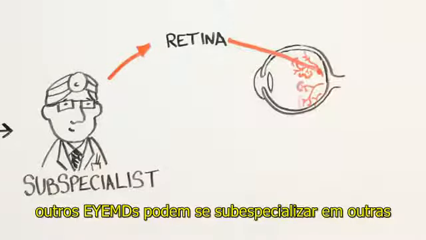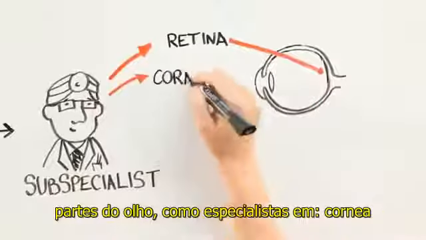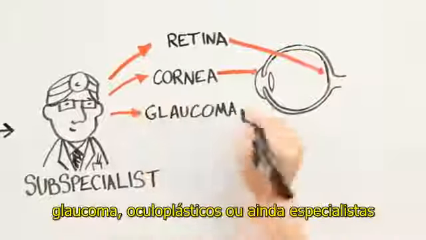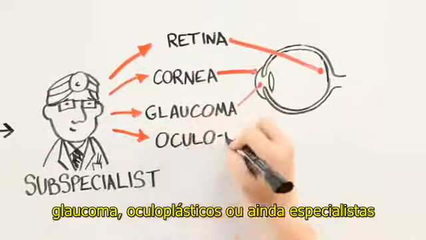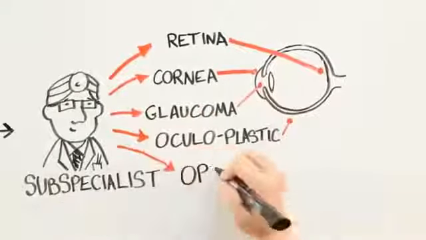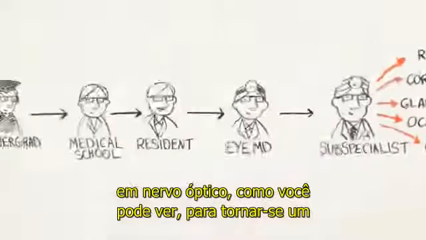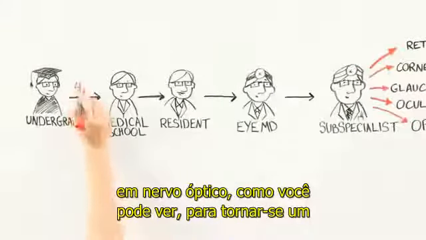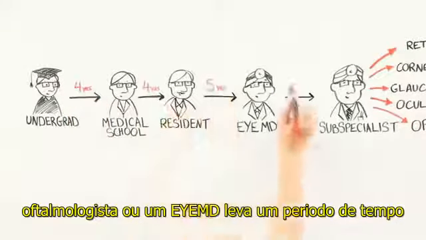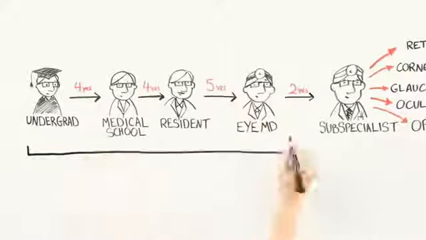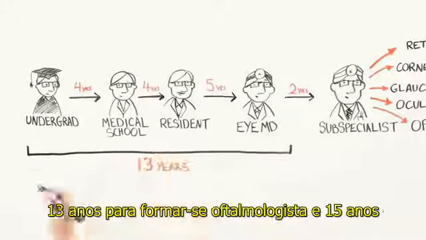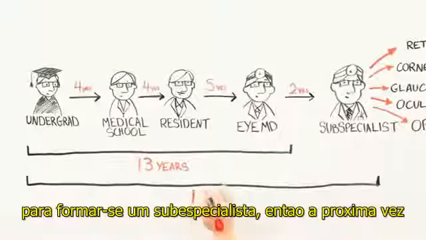Other IMDs can subspecialize in other parts of the eye. So there are cornea specialists, glaucoma specialists, oculoplastic specialists. There is even a specialist for the optic nerve. As you can see, to become an ophthalmologist or an IMD, it takes a significant amount of time to become an expert. If you were counting, 13 years to become an ophthalmologist and 15 years to become a subspecialist.